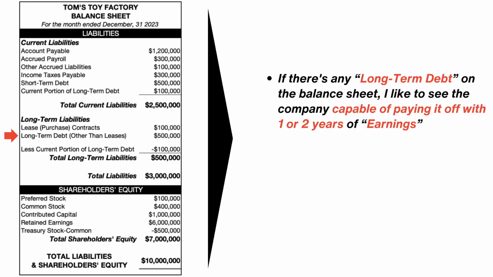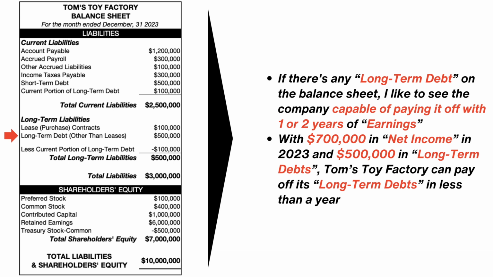As mentioned earlier, value investors prefer to invest in companies with no debt because debt can be risky. If a company has a lot of long-term debt, it can go bankrupt if it faces a sudden problem, risking your investment. If there is any long-term debt on the balance sheet, I like to see the company capable of paying it off with 1 or 2 years of earnings. With $700,000 in net income in 2023 and $500,000 in long-term debt, Tom's Toy Factory can pay off its long-term debt in less than a year.